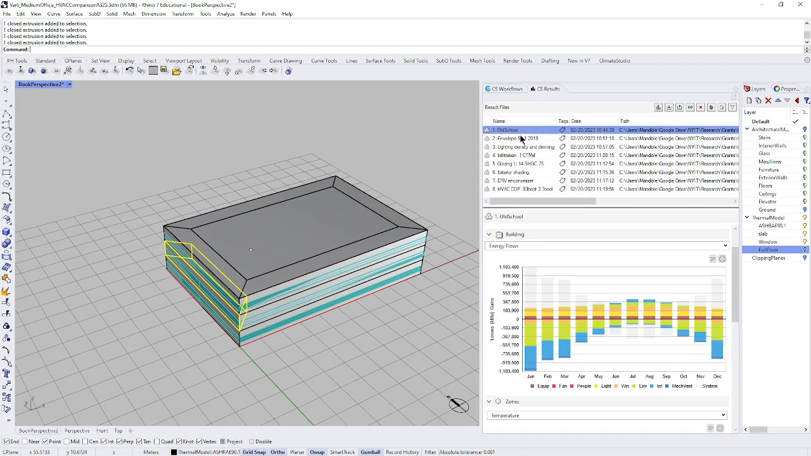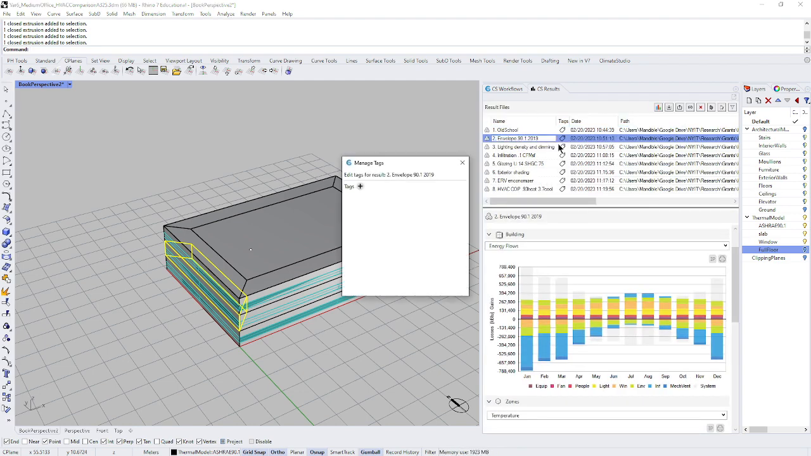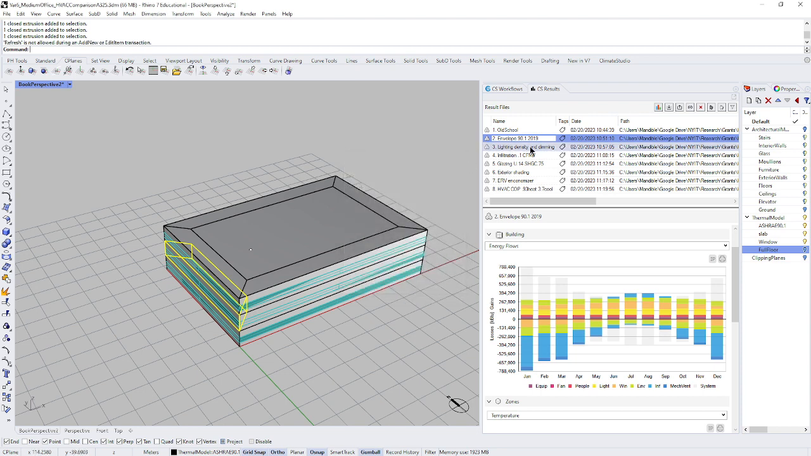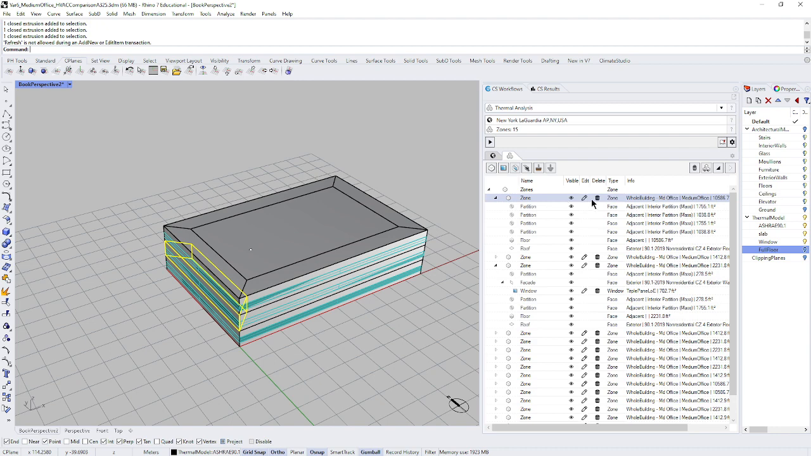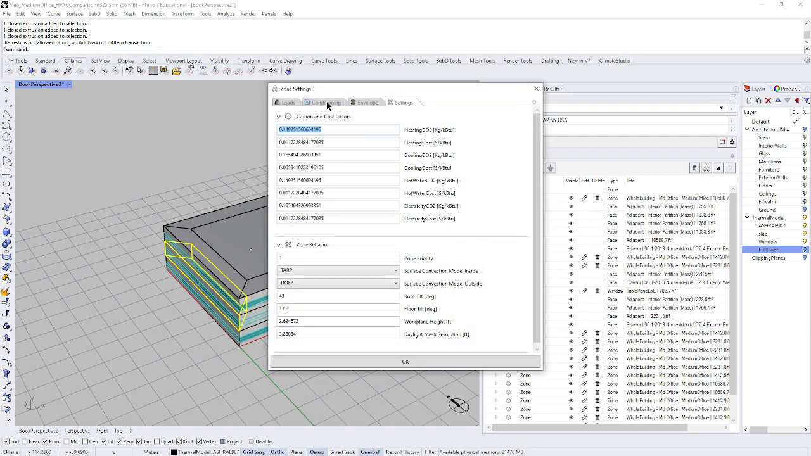So let's just do that. What I did first is I optimized, or I set the envelope at energy code standards, basically. This is ASHRAE 90.1, which is the basis for the International Energy Conservation Code. And that just meant coming in and adjusting my envelope.